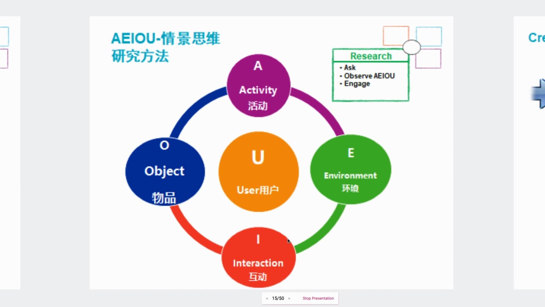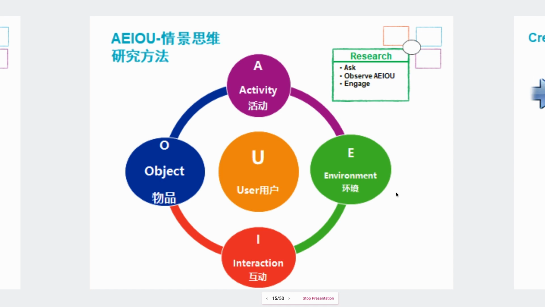What is the environment? The environment is the temperature, the environment. Okay, EI is about the interaction. The interaction between the user and the machine, like our BoardX. Okay, and the O is about the object. What is the object in the field? Then this is the AEIOU tool, how to do the research.